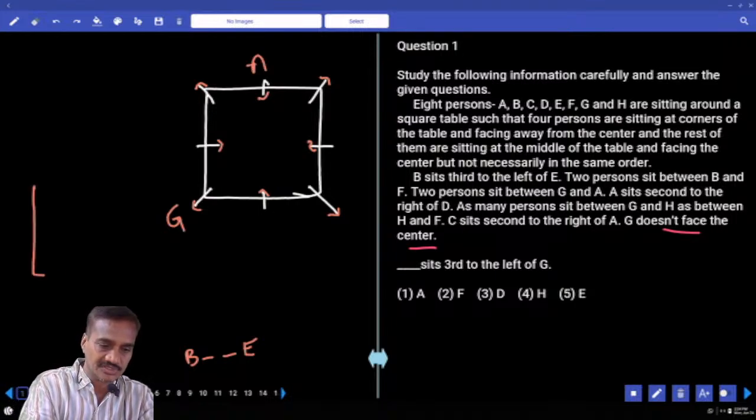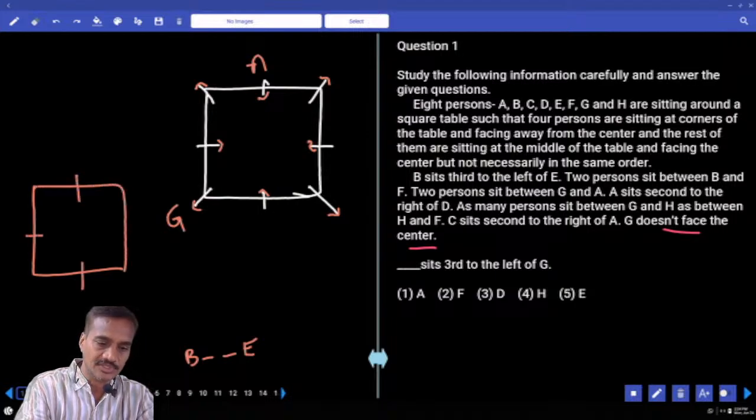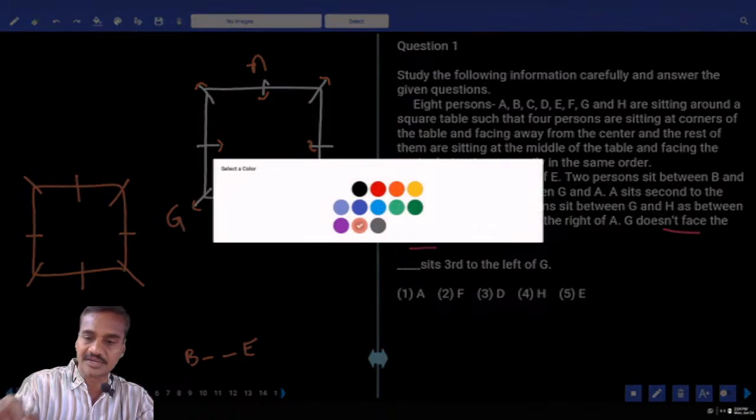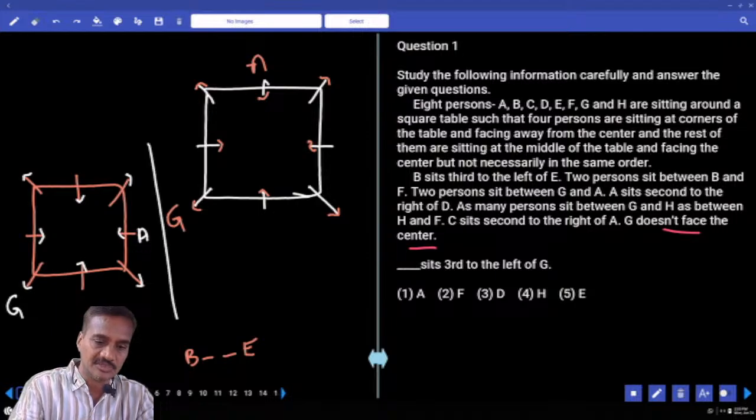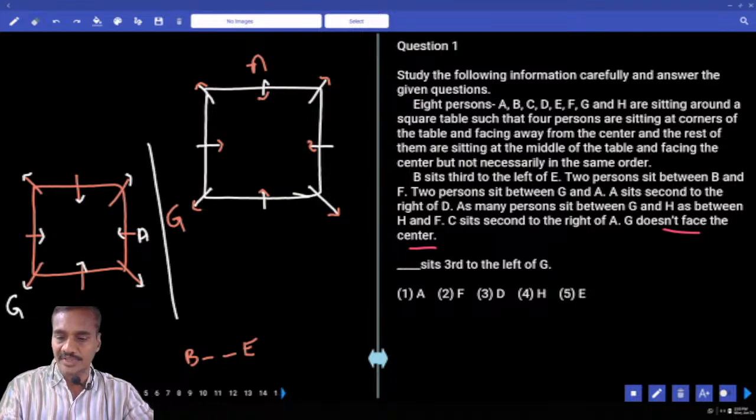And in the next case, there are 8 persons, 1, 2, 3, 4, 5, 6, 7, 8. The persons who are at the corners are facing away from the center. And similarly, the persons who are at the centers are facing towards the center. And in this case, G is at this place. Now there are 2 persons between G and A, so A can be here. Possibilities. Then next one, B sits to the left of E.